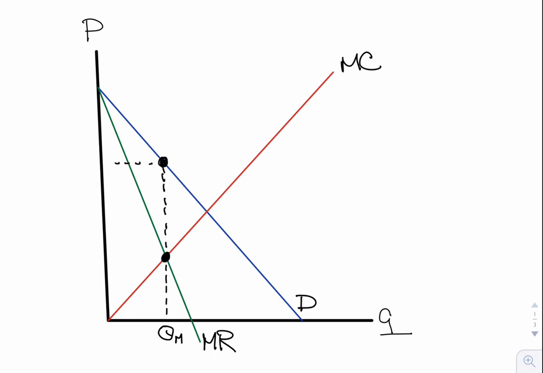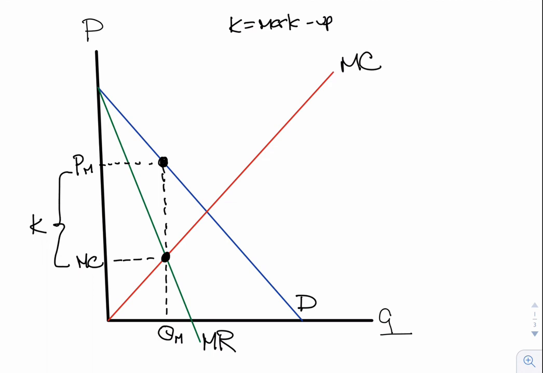And now let's make three important observations about this output and price combination for the monopolist, or for the firm with market power. First, the difference between the price and the marginal cost at the profit maximizing output is called the markup. And notice that this markup will increase as the demand curve gets steeper, hence our conclusion that firms selling a more inelastic good will be able to enjoy a larger markup.